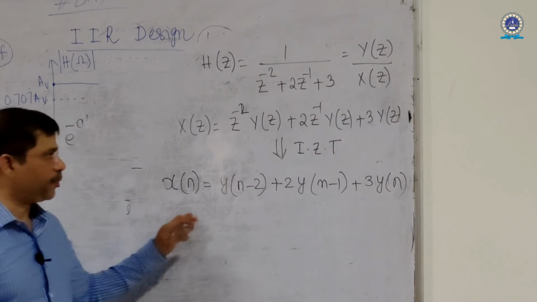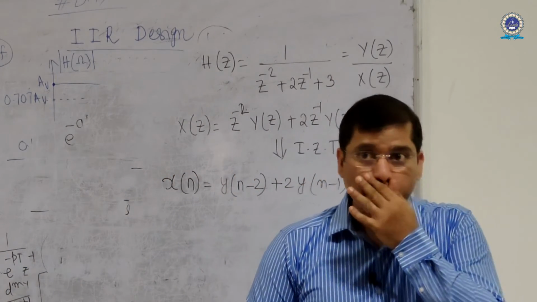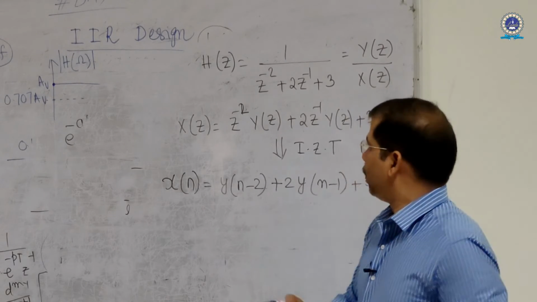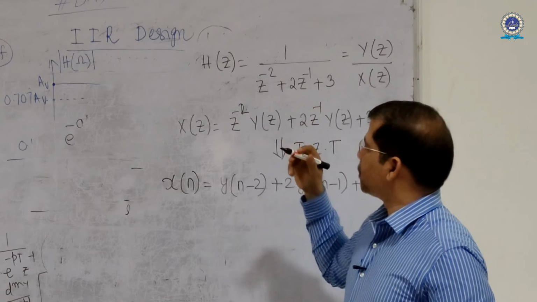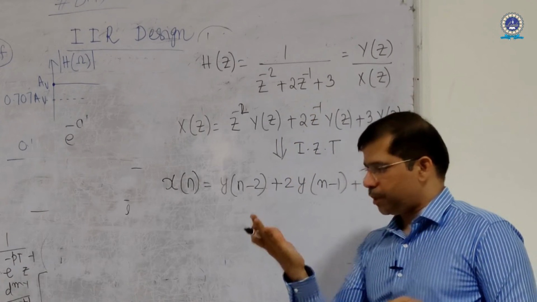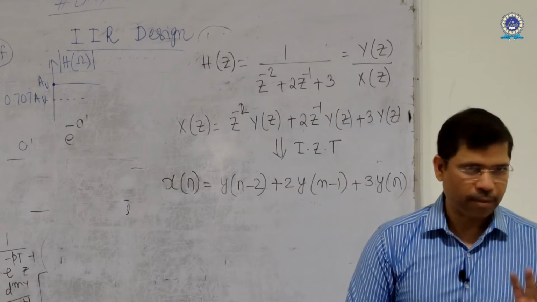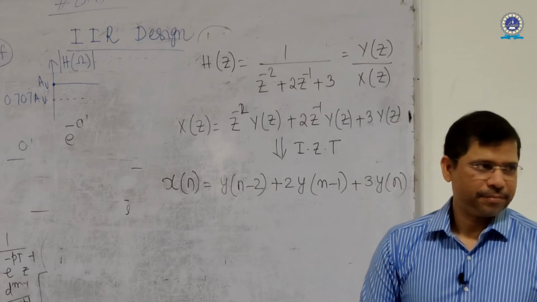By looking at this equation, how do you say whether it is stable or unstable? How to find out, by the way, stability? A causal system can be causal but need not be stable. All causal systems are not stable, right?